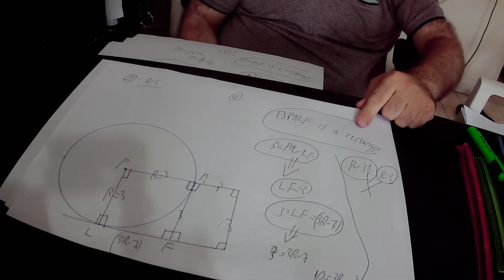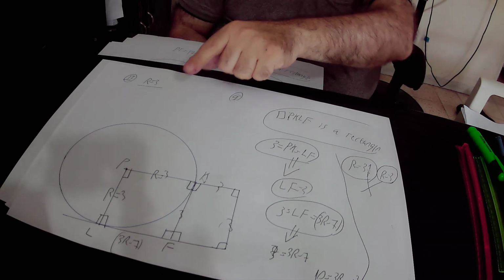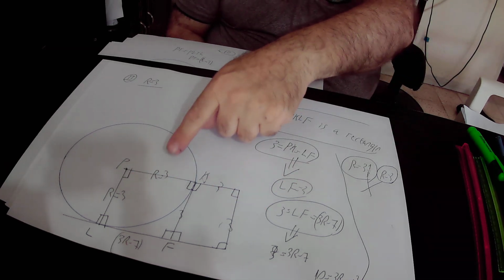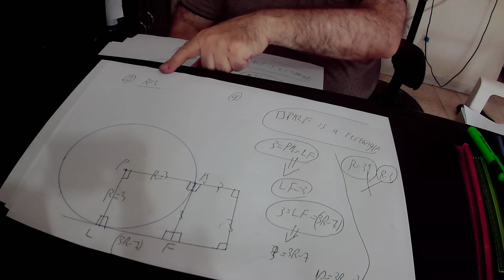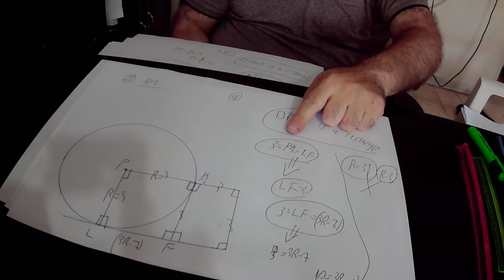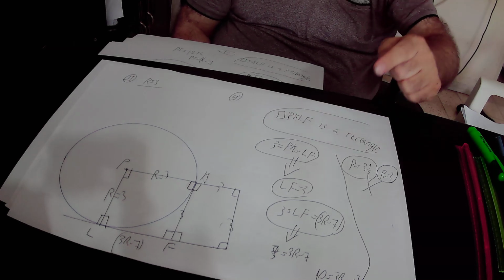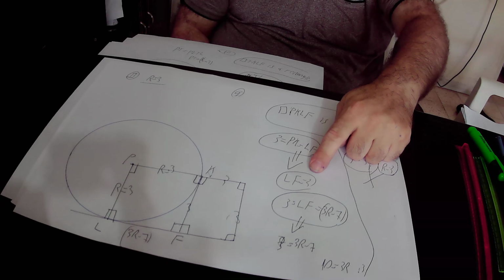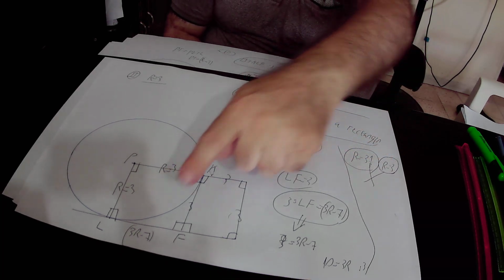And we know that the opposite sides of a rectangle are equal to each other. That is to say, PK equals LF. But here, PK equals 3 units, because according to our assumption, R equals 3. So PK equals 3, and from this equation, 3 equals PK equals LF, we will derive that LF is also equal to 3 units.